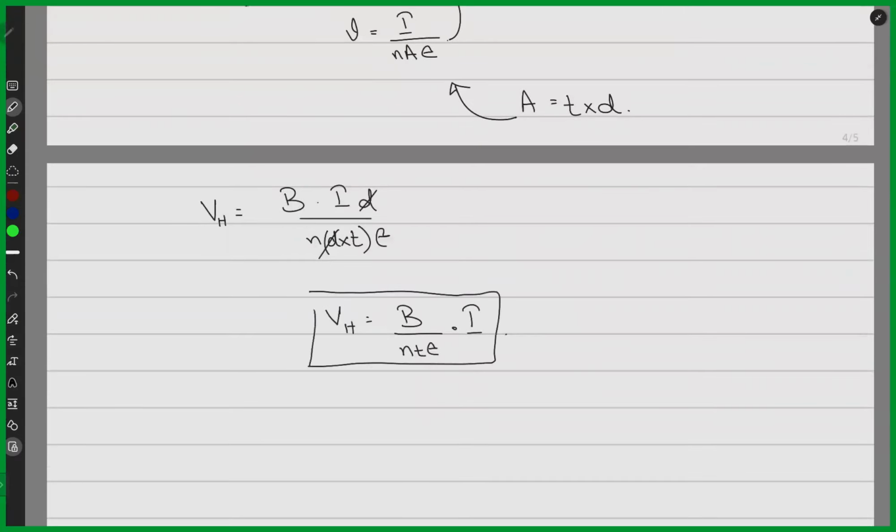And this is an equation that looks similar to the equation that we usually know, V is equal to I times R. So here also we have a relation between V and I. This term B over NTE behaves as a resistance to this Hall's voltage, to the electrons flowing in this way, in that particular direction.